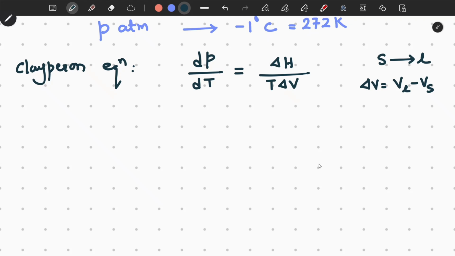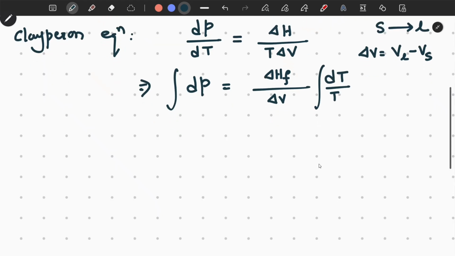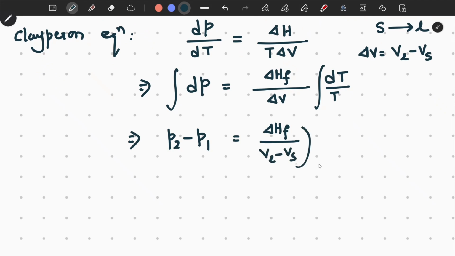Okay, so now if you solve it, it will be delta H fusion over delta V, and you can write dT by T. After integrating, it will be P2 minus P1 equals delta H fusion over delta V times ln T2 by T1.